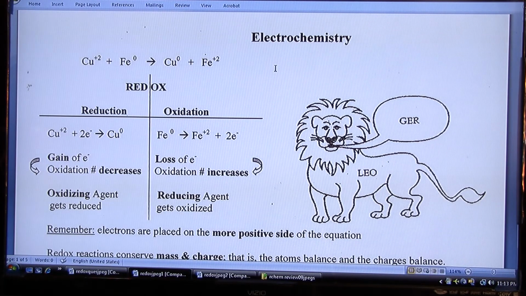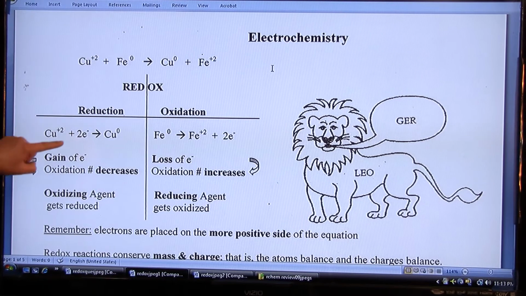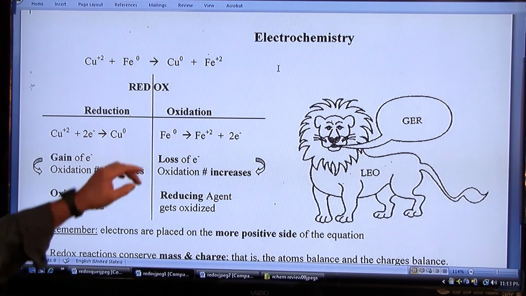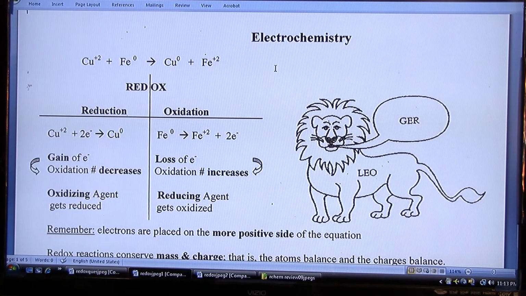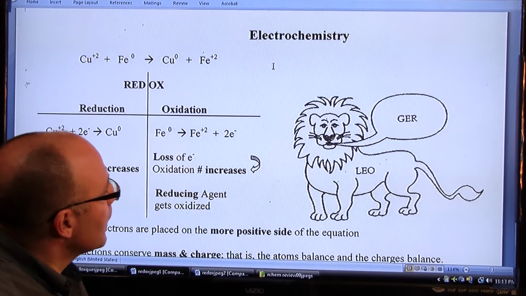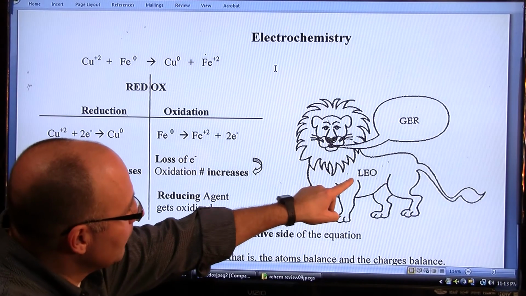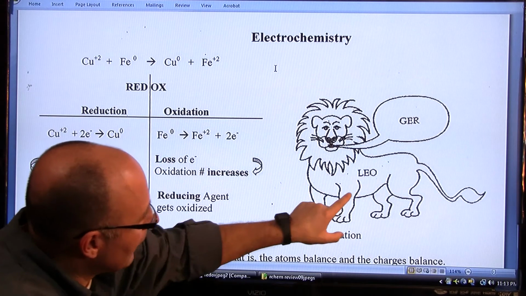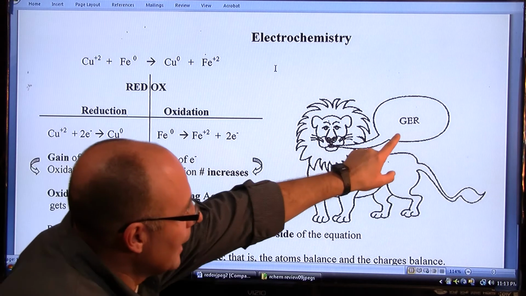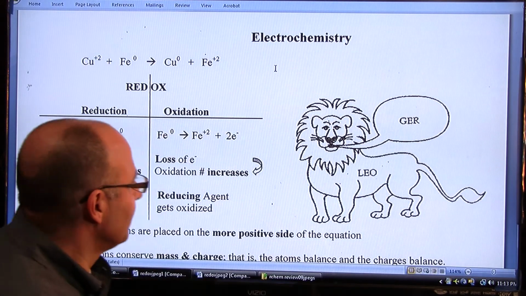Reduction is when something gains electrons. Reduction is the gain of electrons. And oxidation is when something at the same time loses electrons. Oxidation is the loss of electrons. An easy way to remember that is with this little cartoon character here. Leo the lion says grr. Leo, loss of electrons, oxidation. Grr, gain of electrons, reduction.